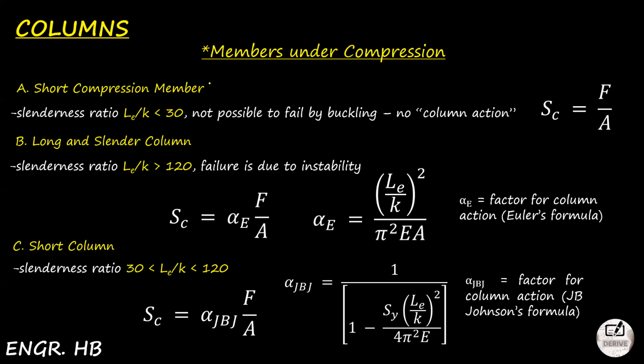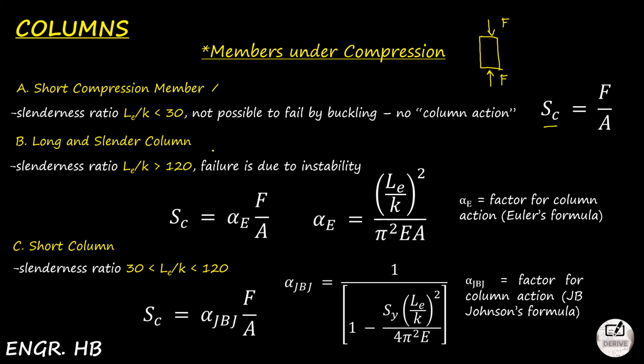So how about that? So we have these three, the short compression member. So ang short compression member daw, kapag ang slenderness ratio niya is less than 30, ang sabi, it is not possible to fail by buckling or no column action. So the formula for the stress is simply force over area. Ano ang meaning nun? Kapag ang slenderness ratio is less than 30, hindi daw posible na mag-fail by buckling. Pero by simply compression lang, which is the normal scenario for every compression problem. So that was only equivalent to compression stress is equal to force over area. So ganun lang simple.